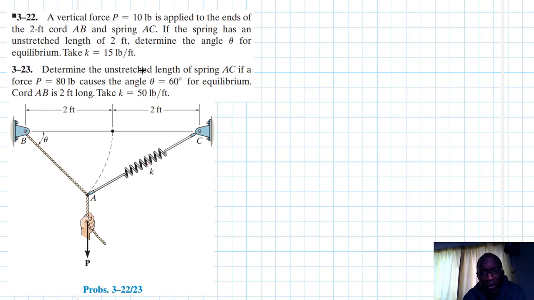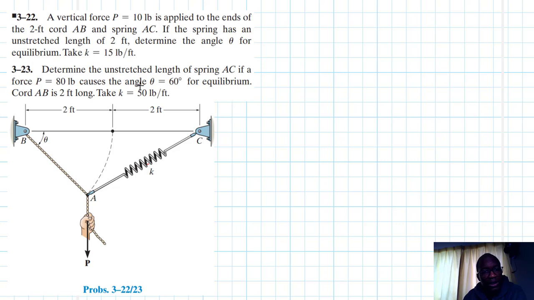Hello, I welcome you all to this another interesting screencast, and the problem reads: a vertical force P equal to 10 pounds is applied to the ends of a 2 feet cord AB and a spring AC. If the spring has an unstretched length of 2 feet, determine the angle theta for equilibrium. Take the spring constant as 15 pounds per feet.